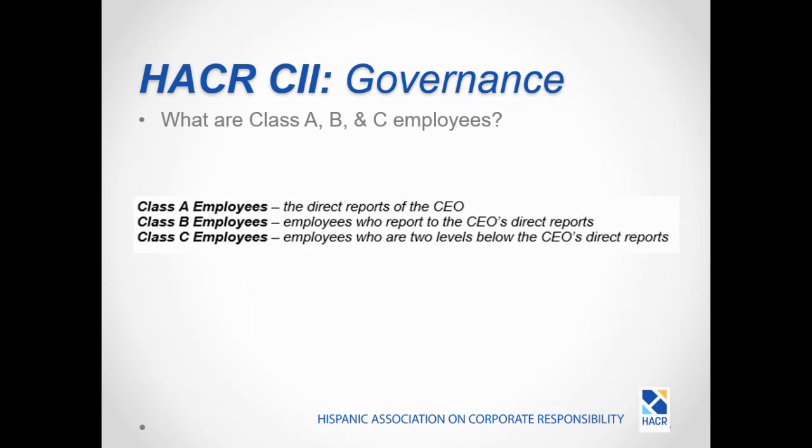And what we mean by class A, B, and C is class A are the direct reports to the CEO. So those, not the CEO themselves, but those who report directly to the CEO. Class B are the reports of those reports. And then class C would be 2 levels below class A, those who report to class B. While different companies may call these classes differently, as I mentioned, we have found that most, if not all, have a similar structure for their leadership within an organization.